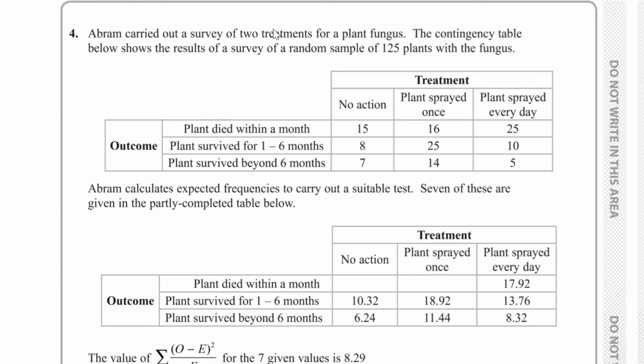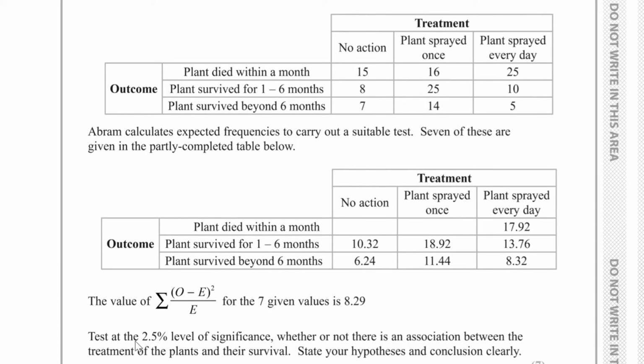So what they've done over here is 8 minus this all squared over this, plus 7 minus this all squared minus this, etc. And they've done that for each of these remaining 7. And we have to test at the 2.5% level of significance whether or not there is an association between the treatment of the plants and their survival. State your hypotheses and conclusion clearly.